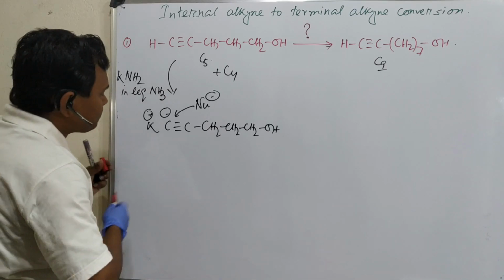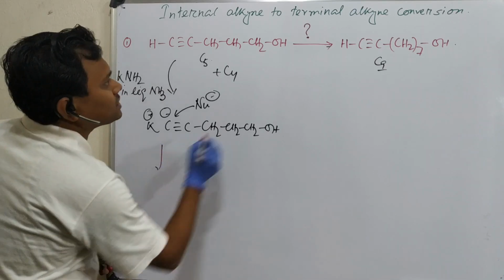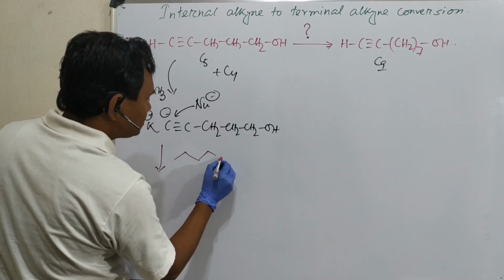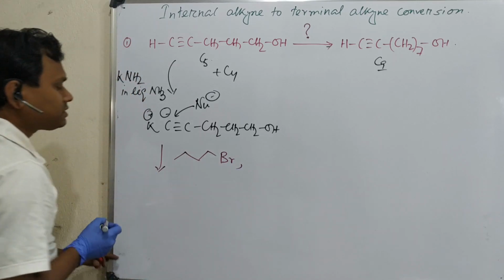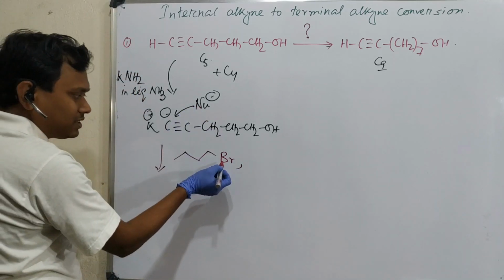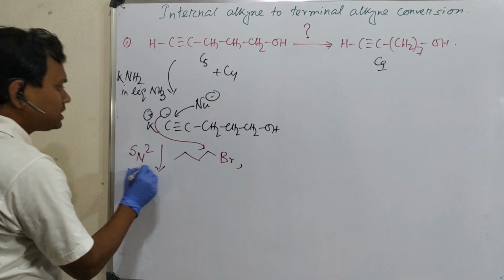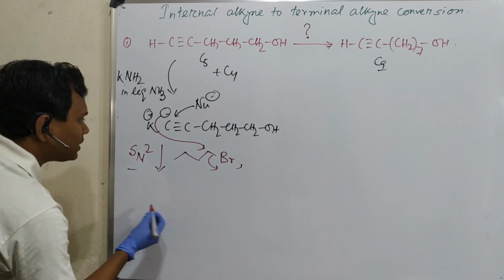Electrophile means, for example, let's take a straight chain, C4 bromide or chloride, whatever. So right now this is nucleophilic, this is electrophilic. So we can think that via an SN2 process, it attacks and the halide leaves. So ultimately what is the result?